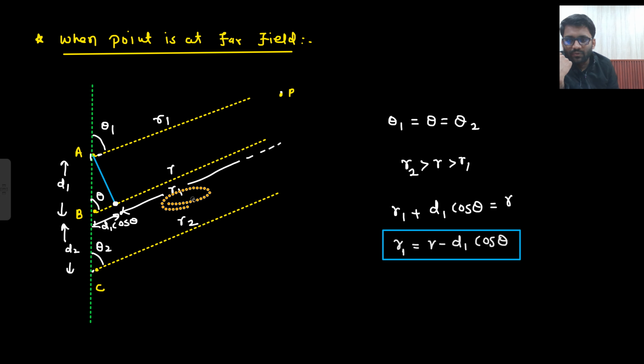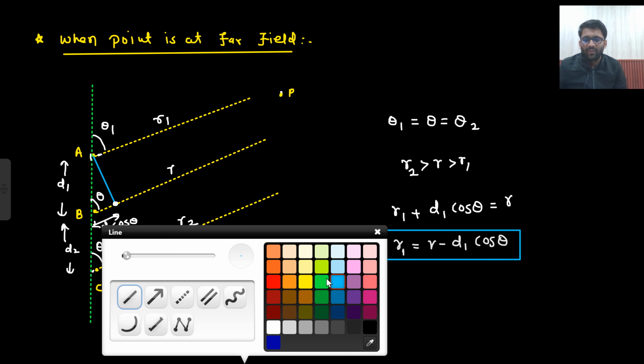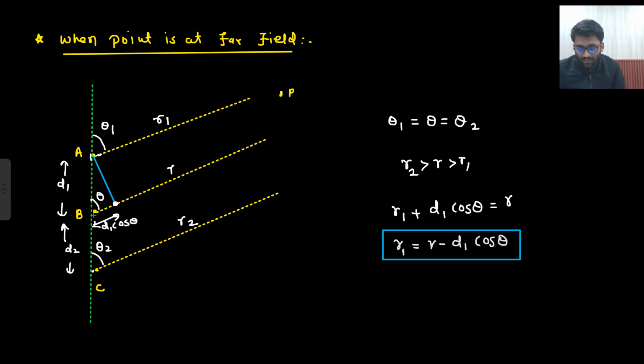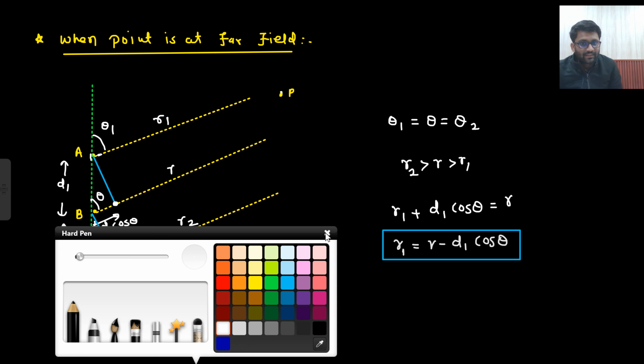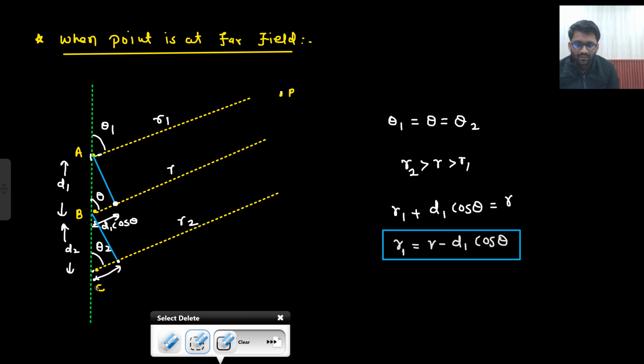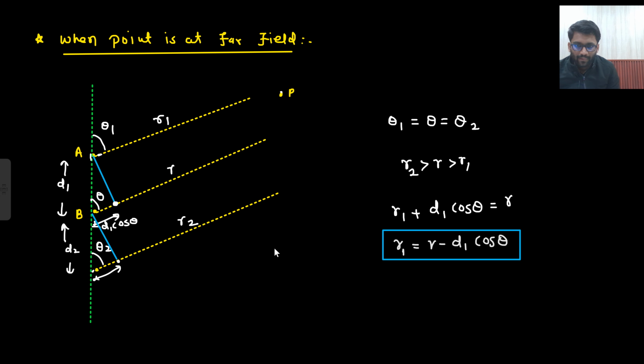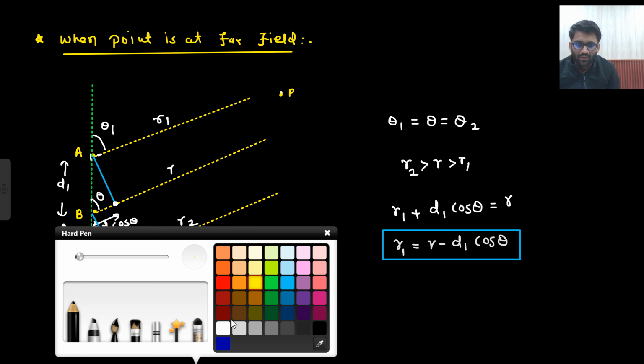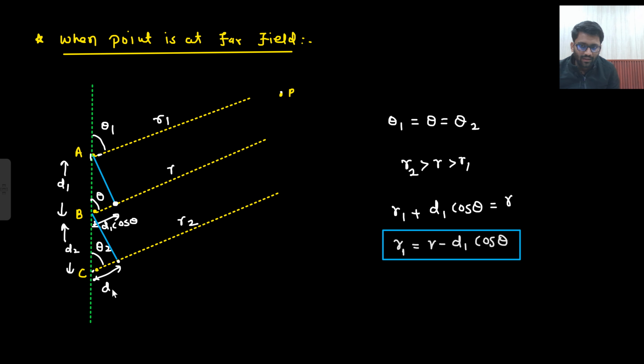Now let's remove this one because it will make the diagram more complex. Now from here also I can draw a perpendicular, because I know that my R2 is larger than R1. So again I am drawing a perpendicular. This is C. What will be this much distance? This much distance will be D2 cos theta 2. Right? This much distance will be D2 cos theta 2.